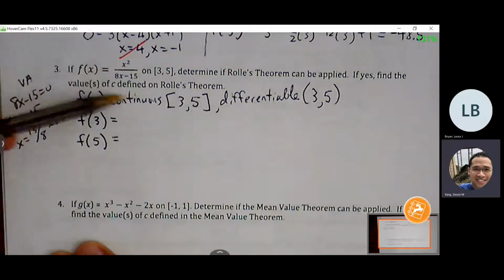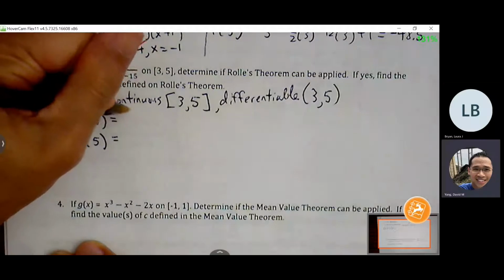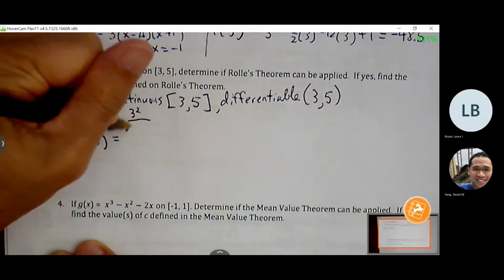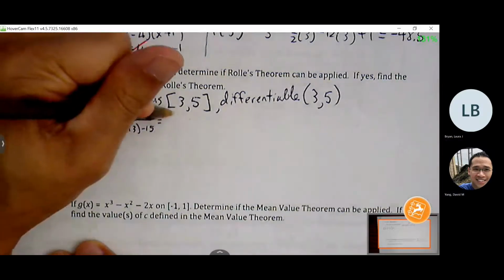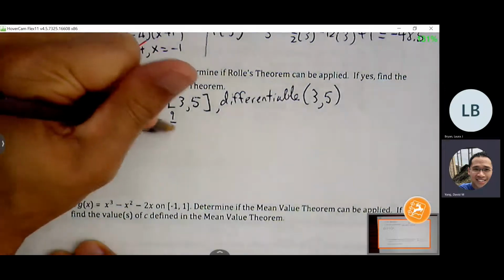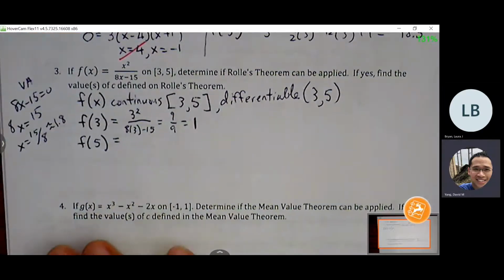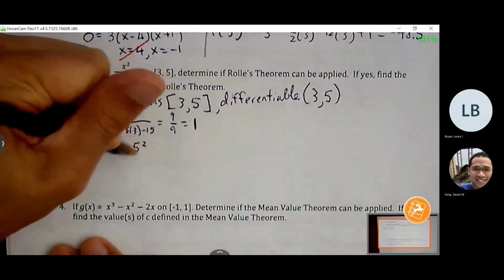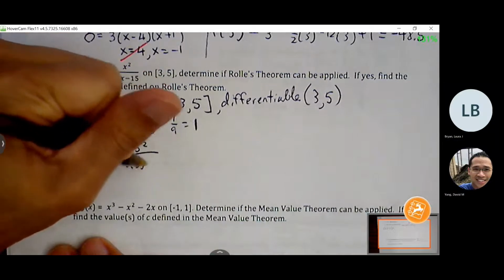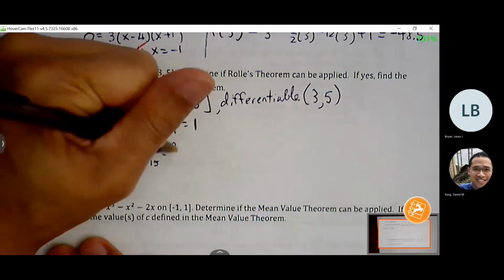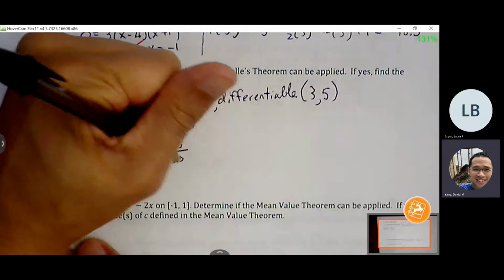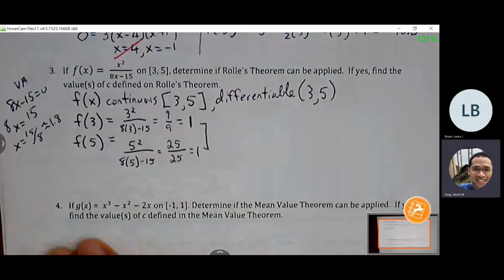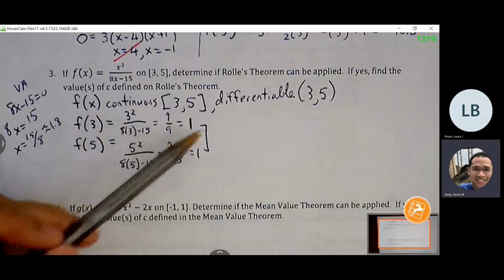Okay, goes into the original function, 3. 24 minus 15 is 9. 9 over 9 is 1. Let's see what f of 5 gives us. 40 minus 15 is 25. 25 over 25 is 1. So that guarantees that these 2 points are level with each other. They both share the same y value.